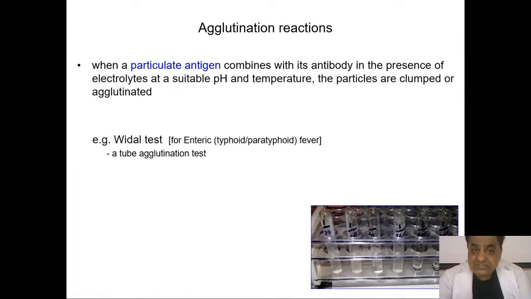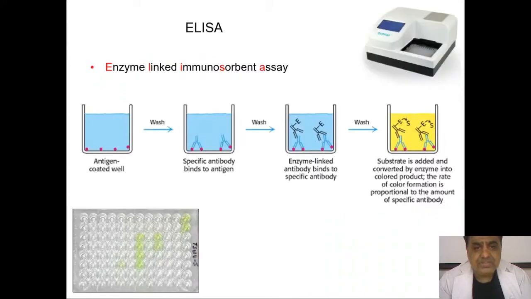Agglutination reactions are when a particulate antigen combines with its antibody and forms agglutinated clumps. You can see here clumping at the bottom of the tube. An example of this serological test is the Vidal test for enteric fever, which is a combination of typhoid and paratyphoid fevers. This Vidal test is an example of a tube agglutination test, and we'll discuss these tests in the enteric fever typhoid class.